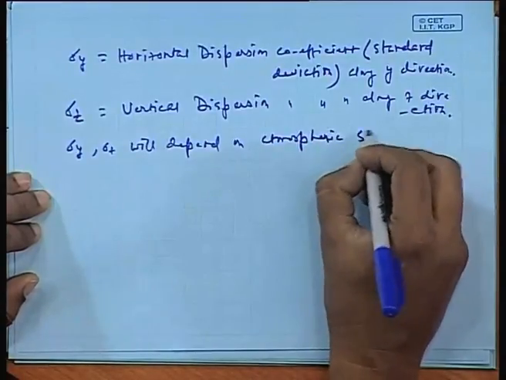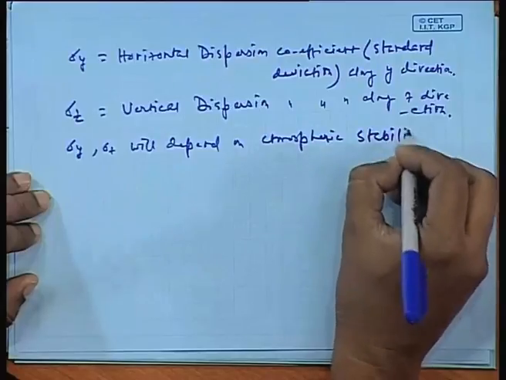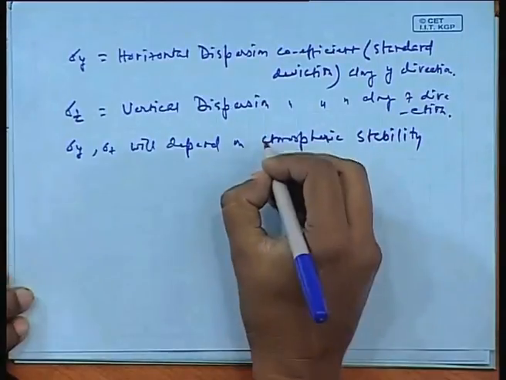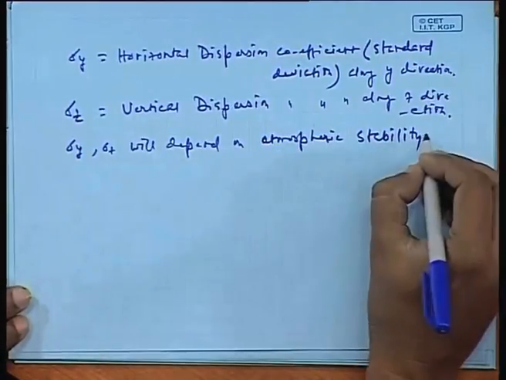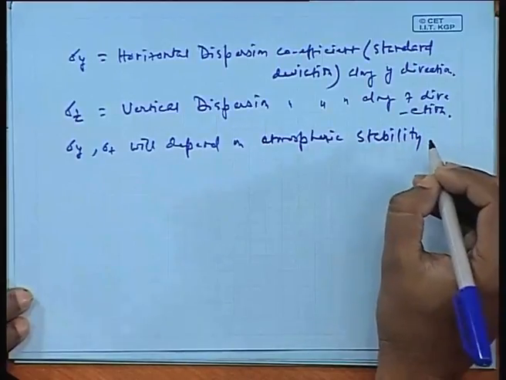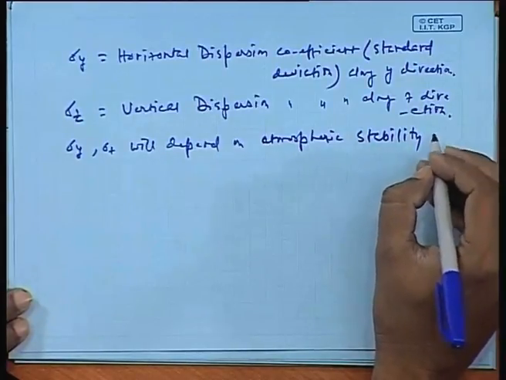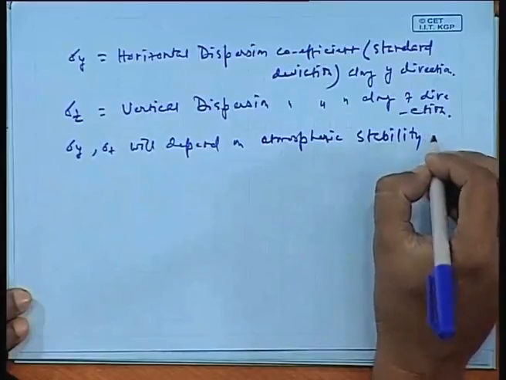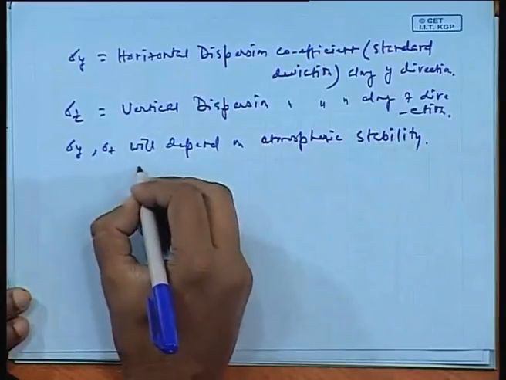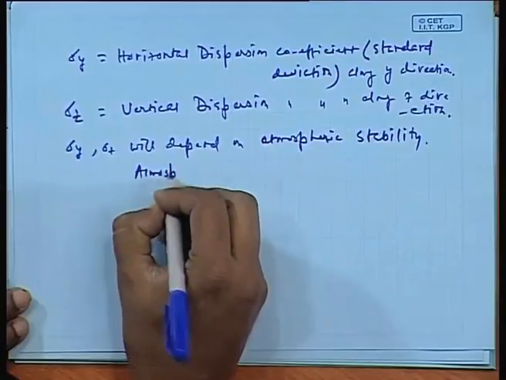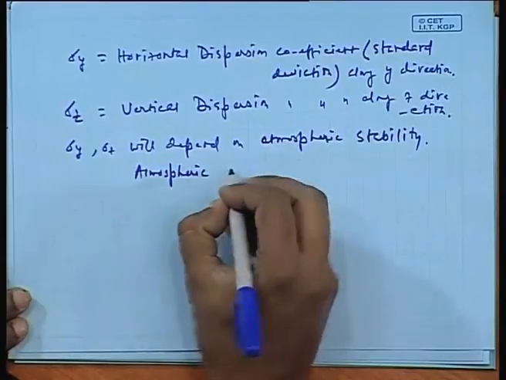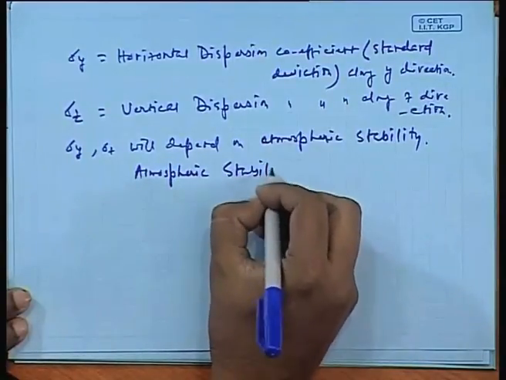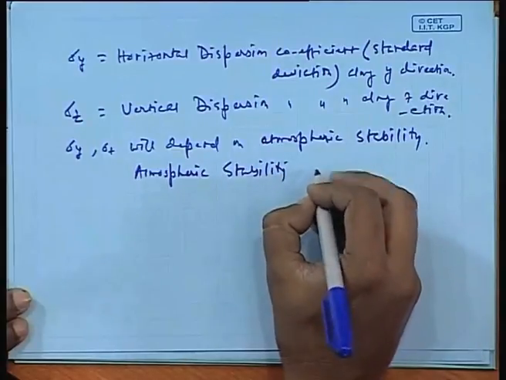Atmospheric stability will depend on atmospheric stability, and this would be derived from this atmospheric stability classification. So, we would discuss this, depend on this atmospheric stability classification.